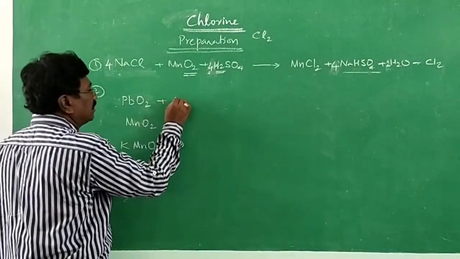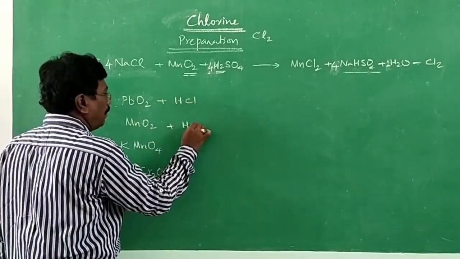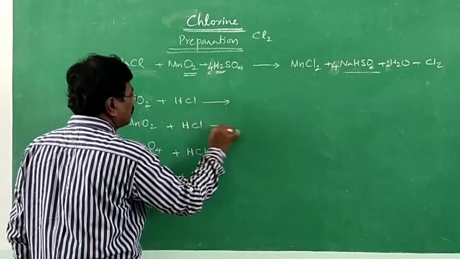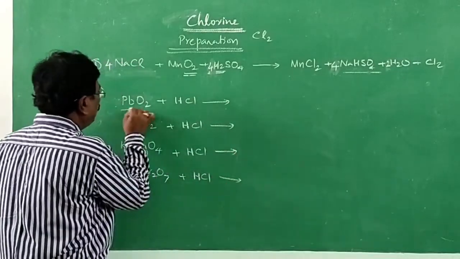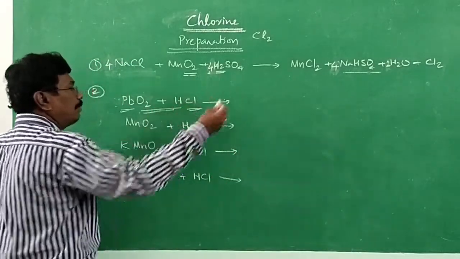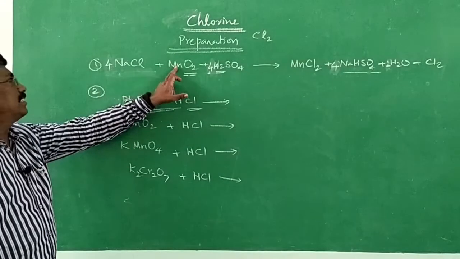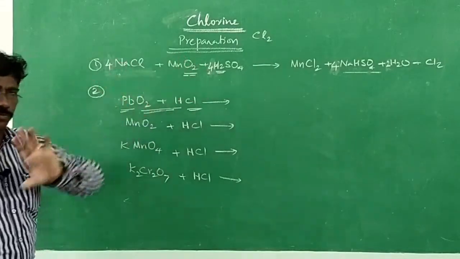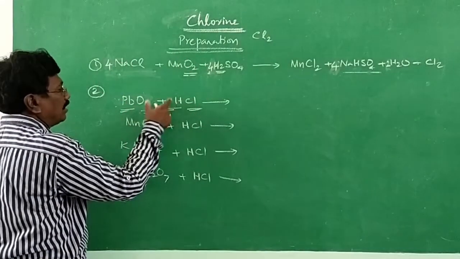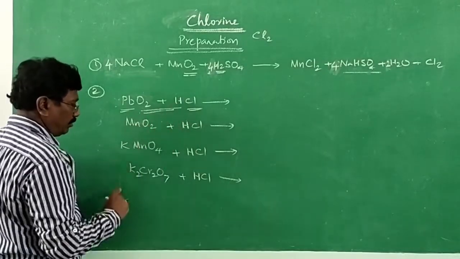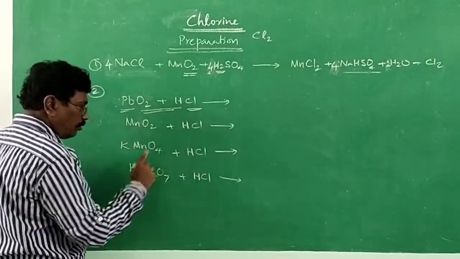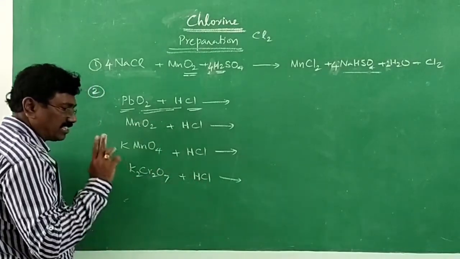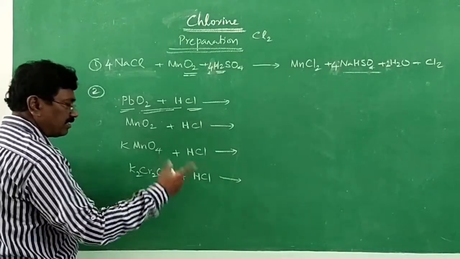When these oxidizing agents are made to react with HCl, simply HCl, what are the expected products? We can guess and write. Lead will become lead chloride. Hydrogen will become water. Apart from that, chlorine. Manganese chloride, water, chlorine. Here, PbCl2, water, Cl2. MnCl2, water, Cl2. KCl, MnCl2, water, Cl2. KCl, CrCl3, chromium usual oxidation state 3, therefore chromium chloride, water, Cl2.